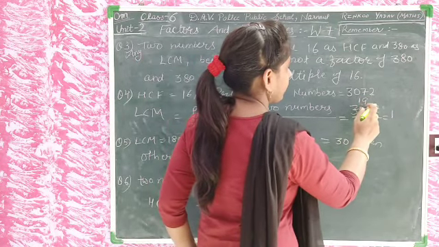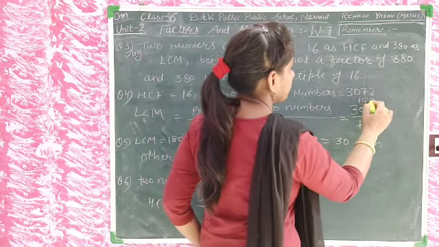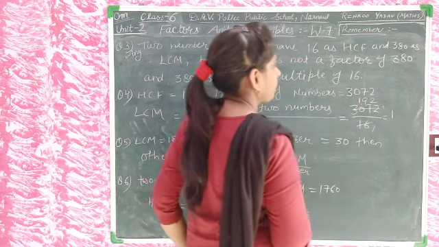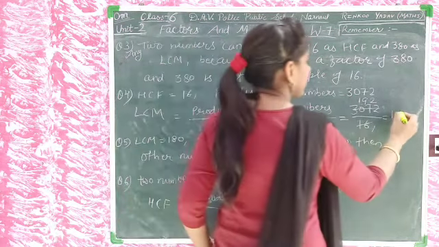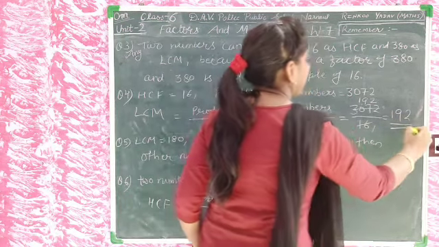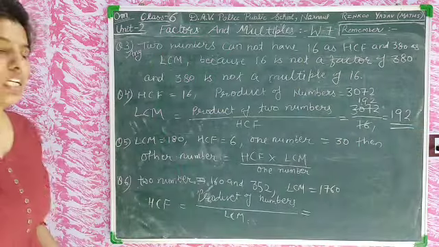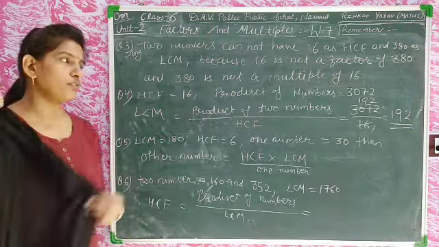16 9s are 144 and 3 16s are 32. So we will get the LCM here as 190. Is this clear, students? Now we will go to question number 5 here.